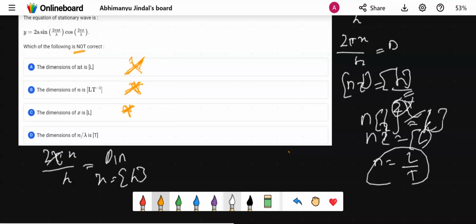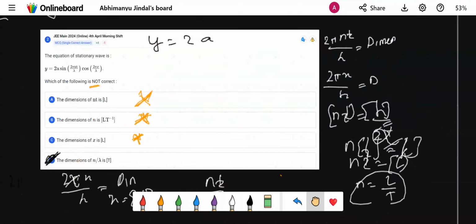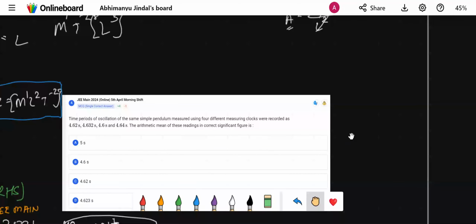But now obviously this is the only one left, so this is incorrect. Let's see how this is incorrect. So nt has dimensions of time. Okay, so nt is lambda and x is lambda as well. So when I do nt by x, oh yeah, this one's wrong, obviously. Okay, let's move on. Let's do this one now.